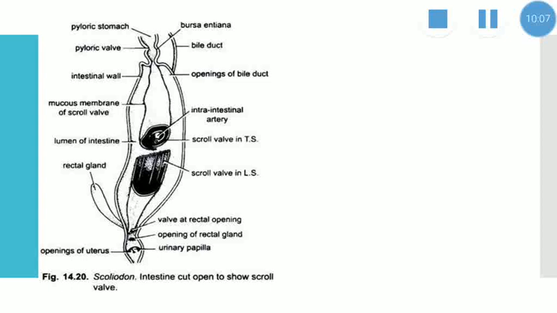So here you can see in Scoliodon, the intestine has a folded mucous membrane, which is called the scroll valve. The scroll valve is attached to the inner wall of the intestine. One end is rolled up on itself longitudinally, making an anticlockwise spiral of about 2.5 folds, and it is not differentiated into small intestine and large intestine.